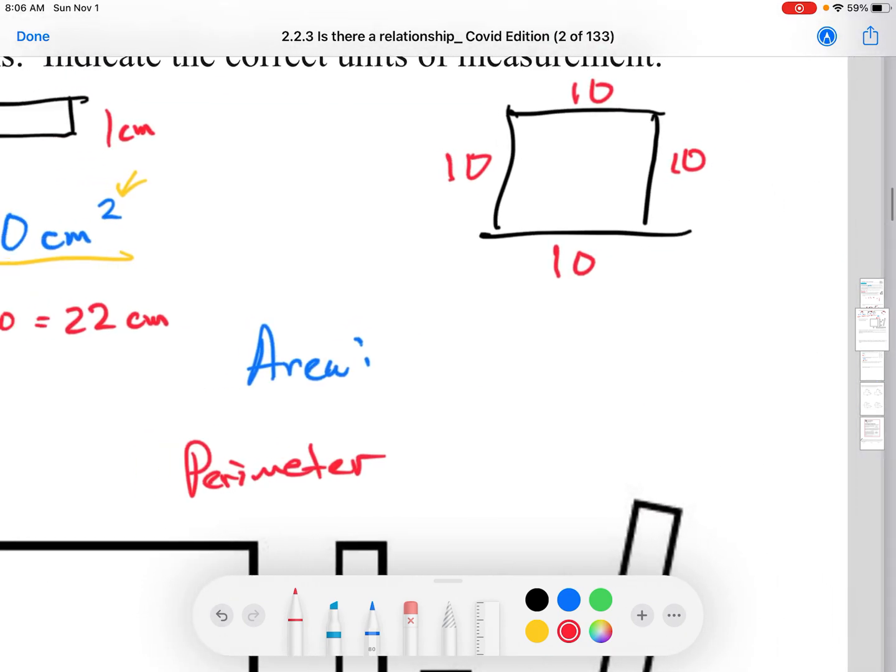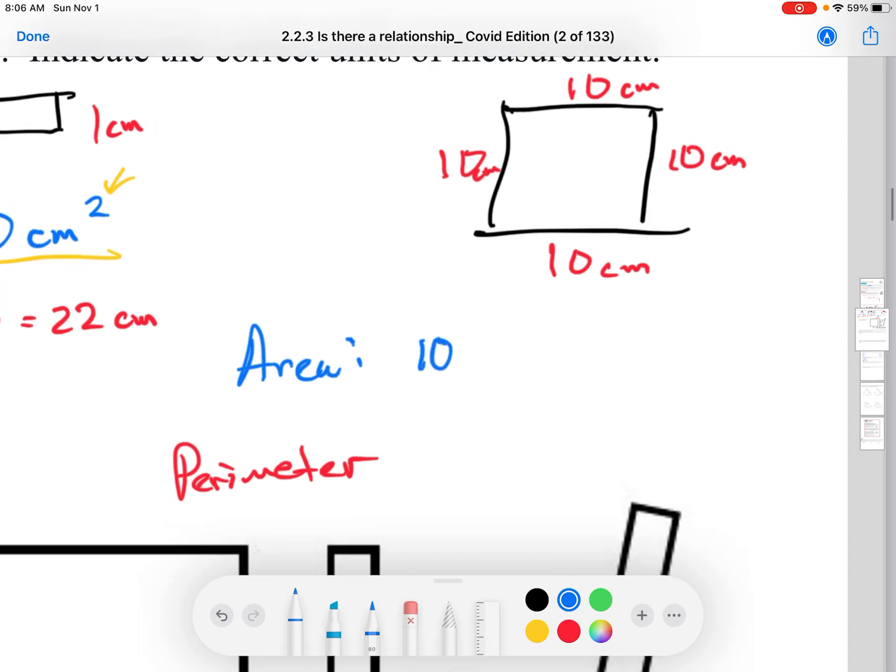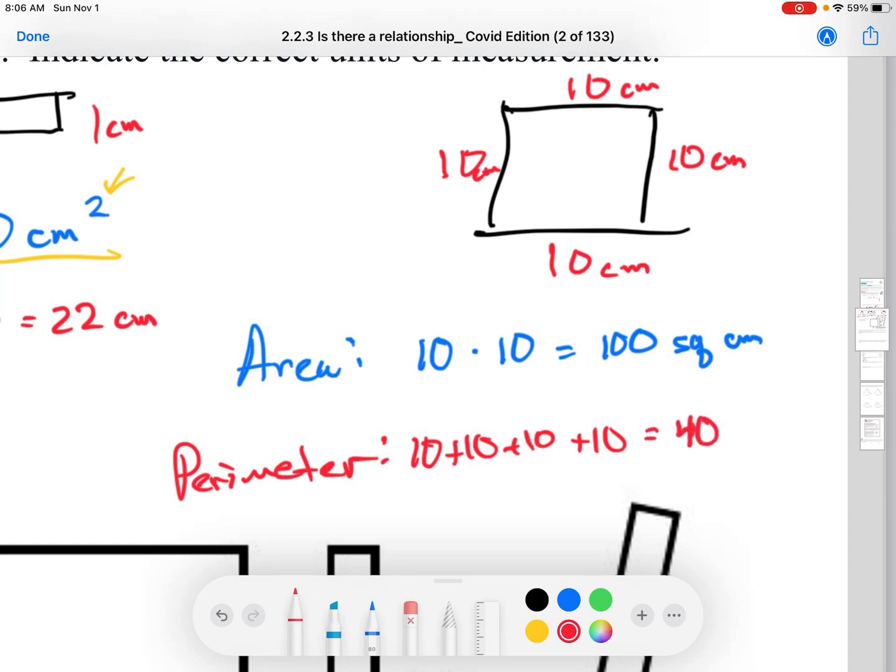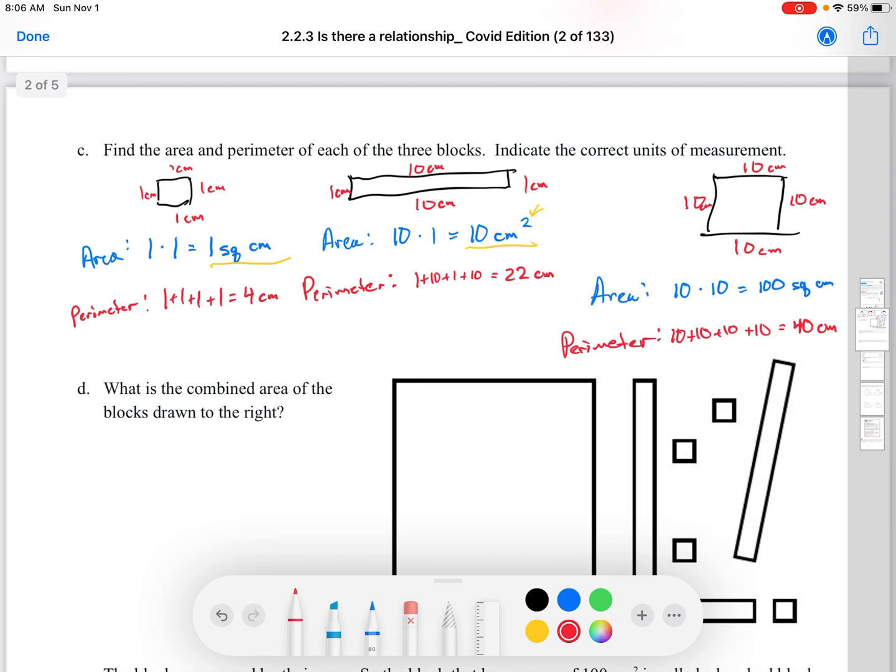And last but not least, we have a much probably larger than what I drew here, but I did need to fit it onto the paper, my area and perimeter of my square here. And that one is a 10 centimeter by 10 centimeter. So to find the area, we would do that length times that width to get 100 square centimeters. And that perimeter is going to be 10 plus 10 plus 10 plus 10. And yes, you could do 4 times 10 to find that. That's fine with me. And we would have 40 centimeters. Okay, make sure you mark yours and mark yours correctly.